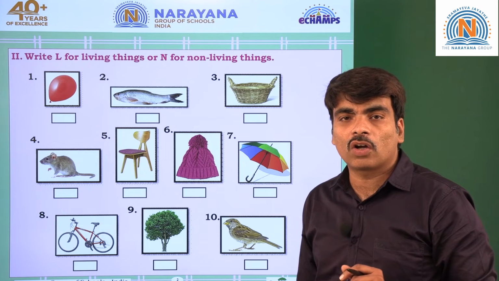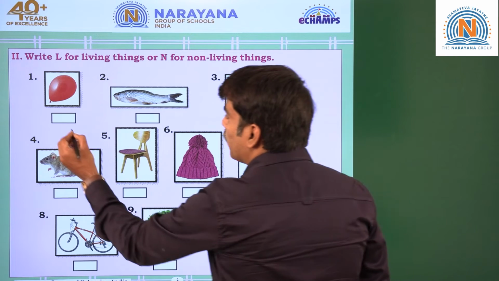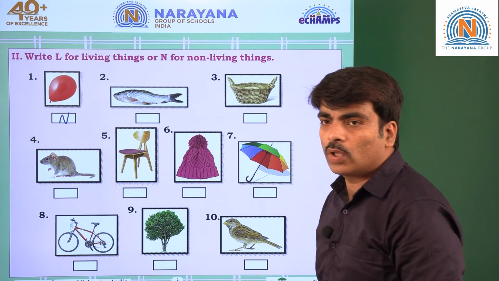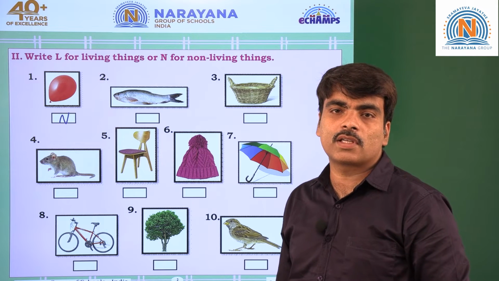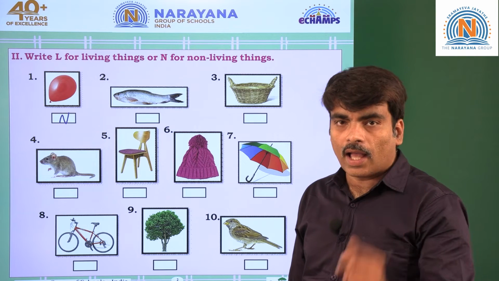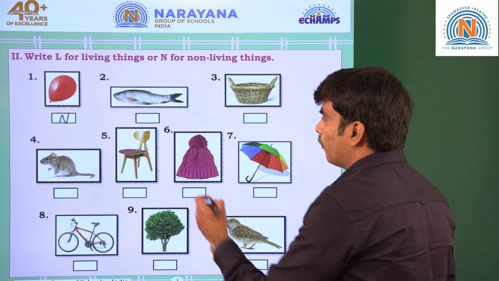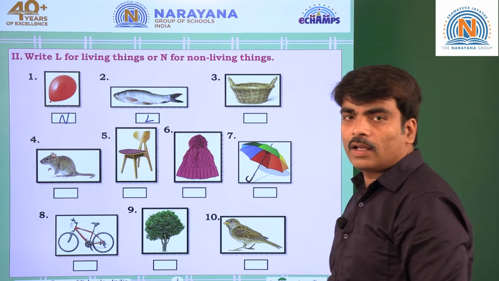Is it a living thing or a non-living thing? It is a non-living thing. So we will put letter N. The second image shows us a fish. A fish is a living thing. It is an aquatic animal. So we put letter L for living thing.